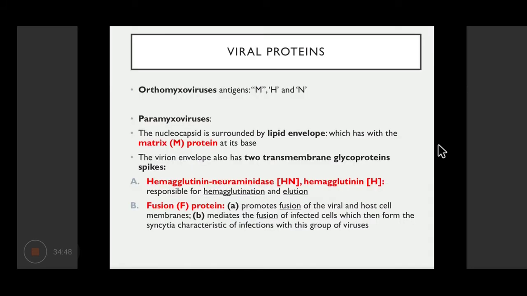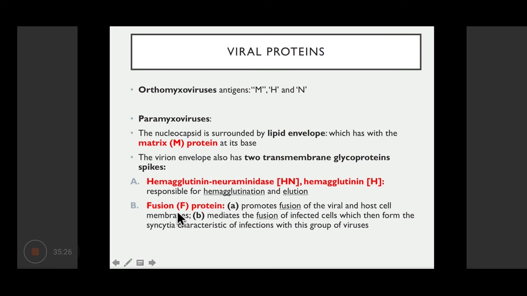Orthomyxoviruses, like you know, have the matrix protein or M protein, and the hemagglutinin and neuraminidase, HN glycoproteins. Okay, but the paramyxoviruses have similar glycoproteins, though slightly different. They have M protein like the orthomyxoviruses, but instead of separate H and N, they have an HN component, or only the H component. So HN is present in a single glycoprotein, and H, that is the hemagglutinin, may be present in place of HN, and these are responsible for hemagglutination and elution.